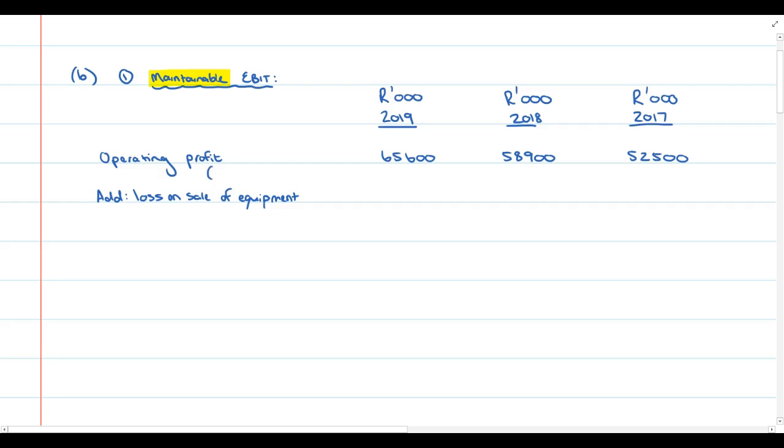All right, so the equipment was sold for 2.5 million rand. Just remember, we are rounding to the nearest 1,000 over here. And the equipment had a book value of 4.2 million rand. So we have a loss of 1.7 million rand that was taken into account when calculating the operating profit in 2019. So we need to add that loss back so that we can eliminate it from operating profit. There's obviously no adjustment in 2018 or 2017.